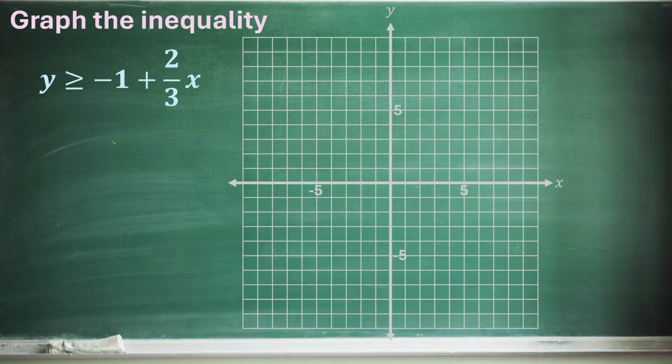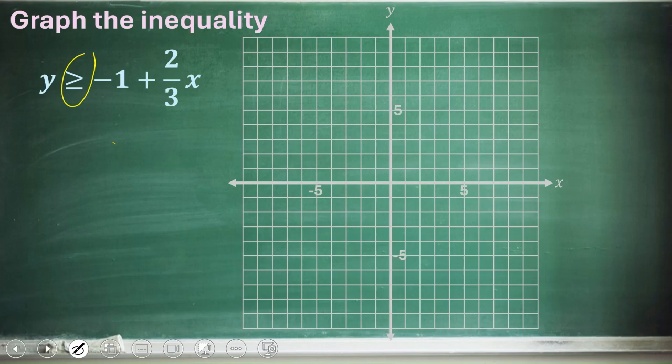We have our inequality, y is greater than or equal to -1 plus 2/3 x. This symbol right here, the greater than or equal to symbol, is what makes this an inequality instead of an equation. It also means that there will be many solutions to this inequality rather than a single solution like we see in linear equations. Good news, you already probably know how to start graphing this because we start by graphing it in the same way that we start by graphing a line.